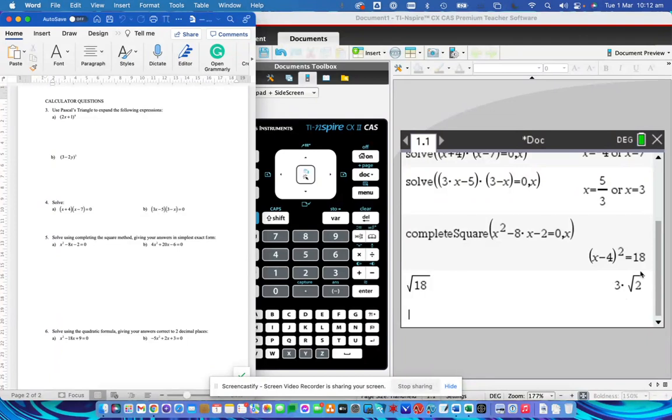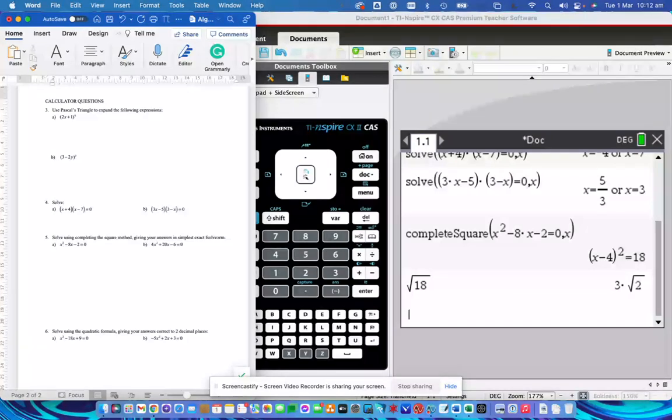And there's a video, if you remember, on Google Classroom, which shows how to simplify surds if you don't know how to do that. So there's 3 root 2. And then you can see I'd have x minus 4 on the left-hand side. So you'd add 4 to both sides. And so it would be 4 plus or minus 3 root 2.